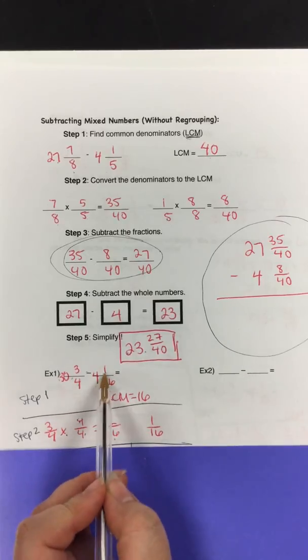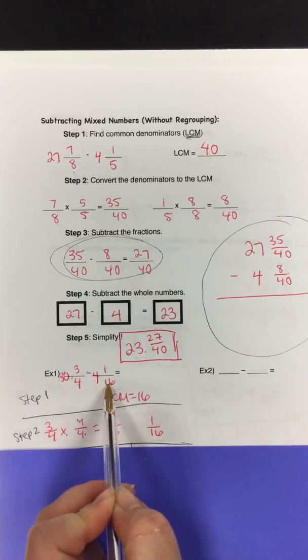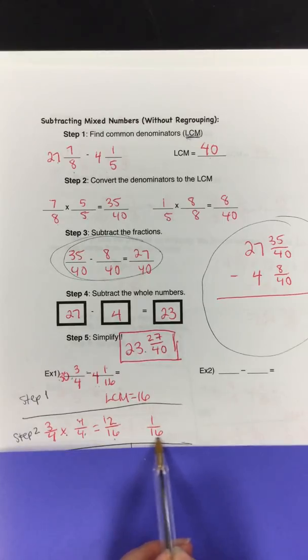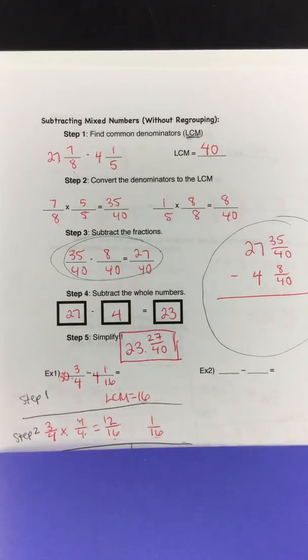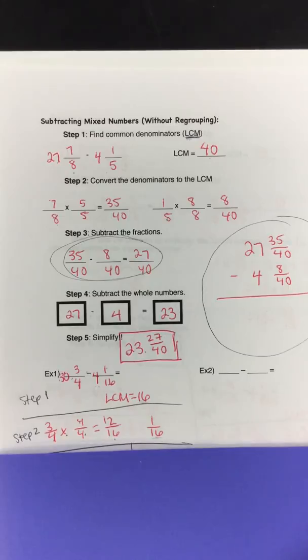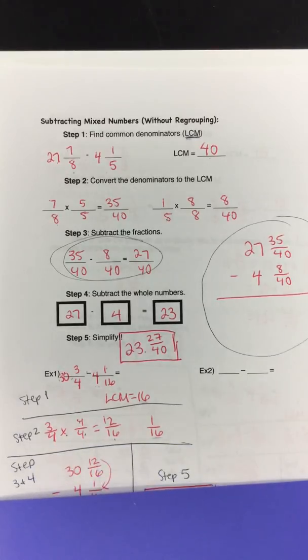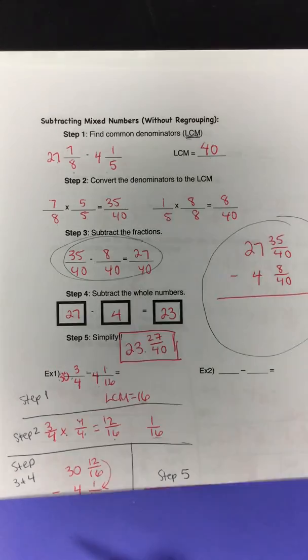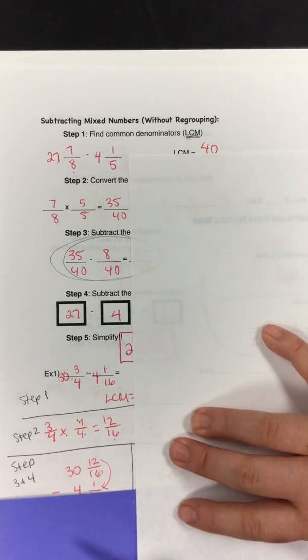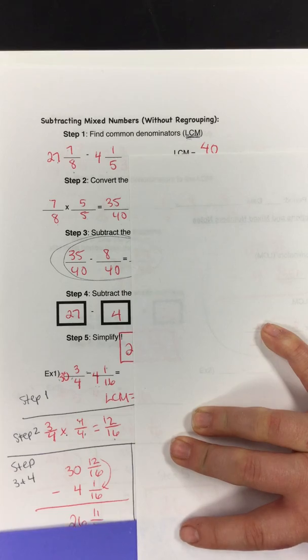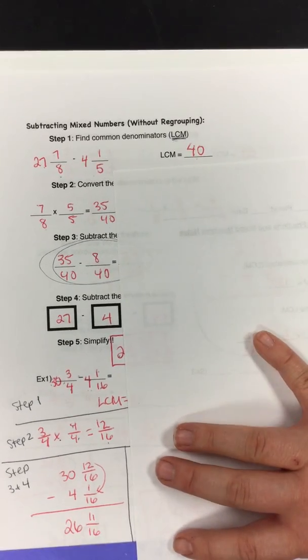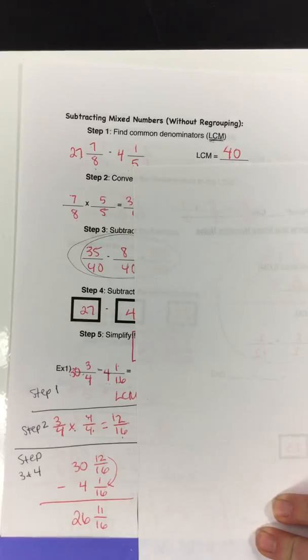Now our second fraction is 1 over 16, which already has a denominator that matches our least common multiple. So we don't need to change this fraction at all. Step 3 and 4 is going to be to line up these fractions and subtract them.